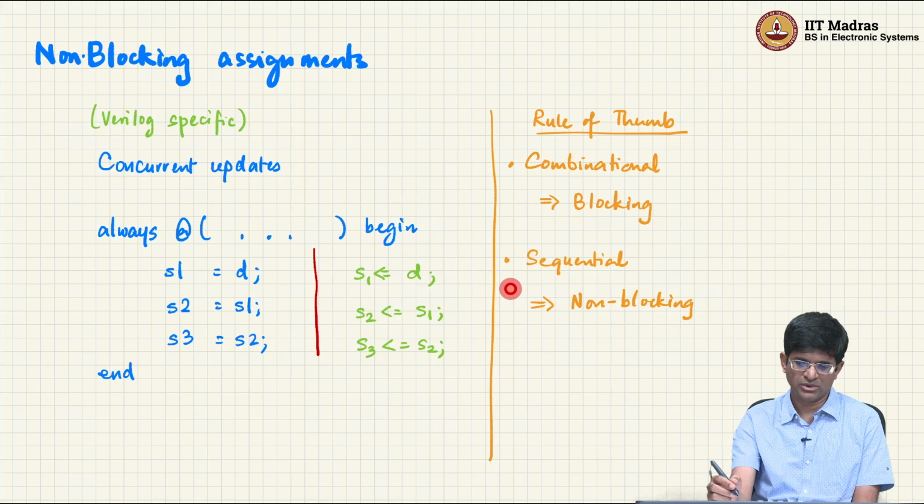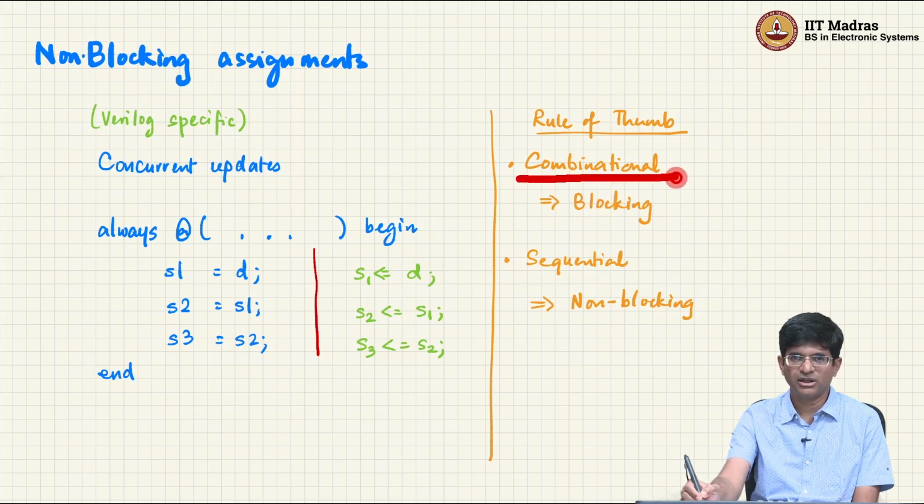So usually the suggestion is to follow this rule of thumb. If you are trying to model combinational logic, you should almost certainly be using blocking assignments. If you are trying to model sequential logic, you should almost certainly be using non-blocking assignments.